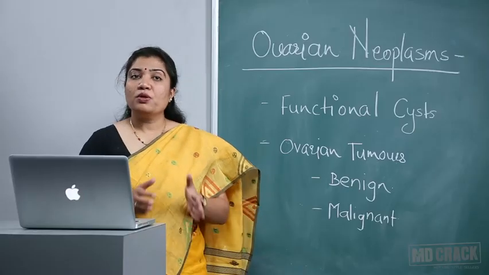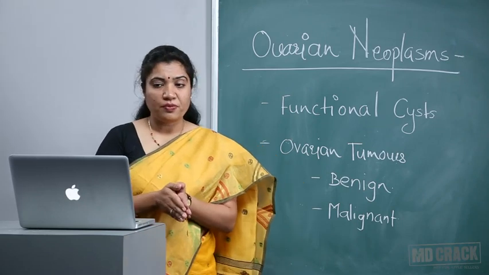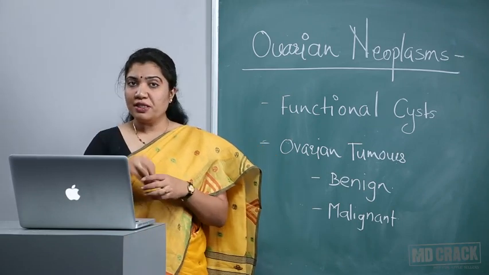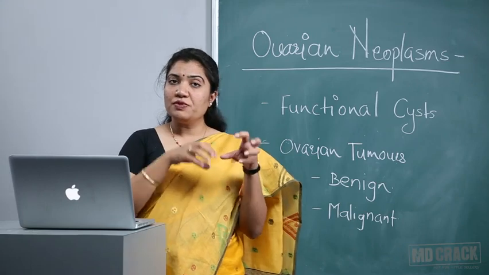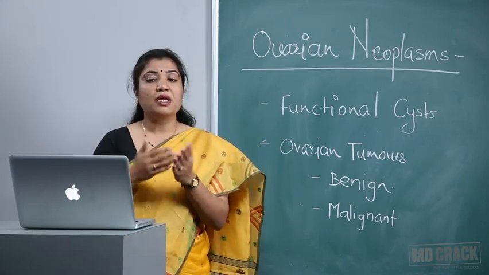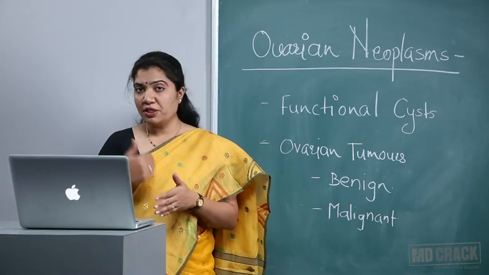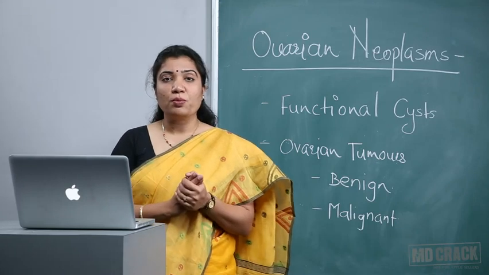Now you all know that ovulation takes place from the ovaries every cycle, every month. So whenever there is retention, if the follicle which is developing in size doesn't rupture, there is retention, then there can be formation of a follicular cyst. Or if there is hematoma and collection of blood, it becomes a follicular hematoma.